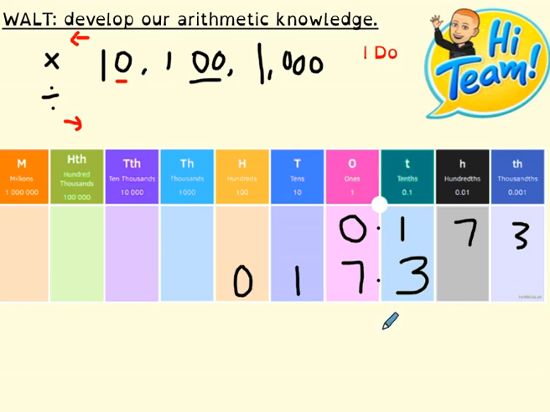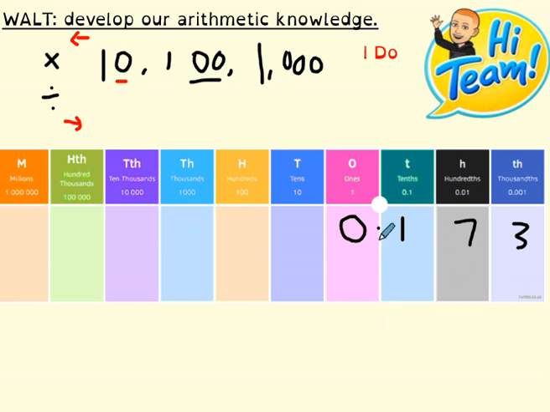I don't really need the 0 here because 0 hundredths, 1 ten, 7 ones, and 3 tenths is the same as 17.3. I have made my number 100 times bigger. Okay, if I was to be making my original number 1,000 times bigger, the same would apply.